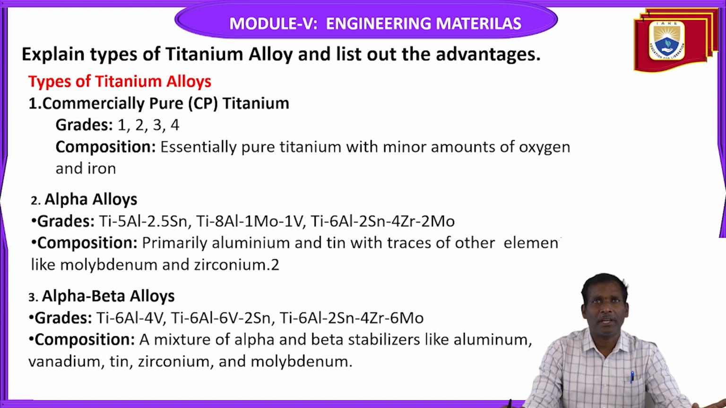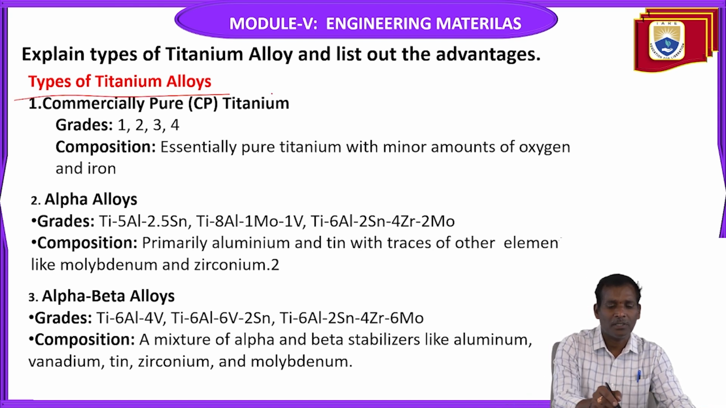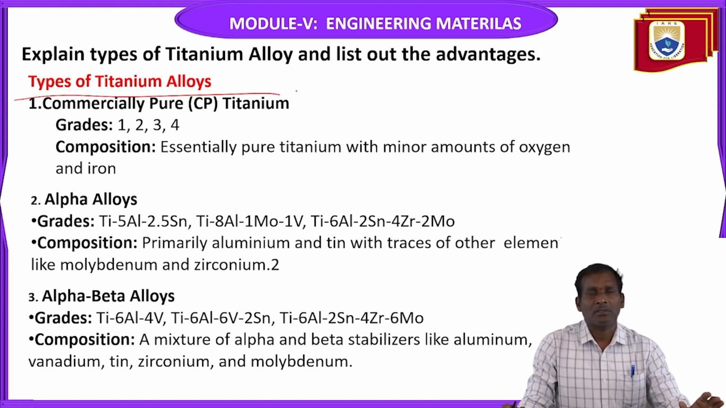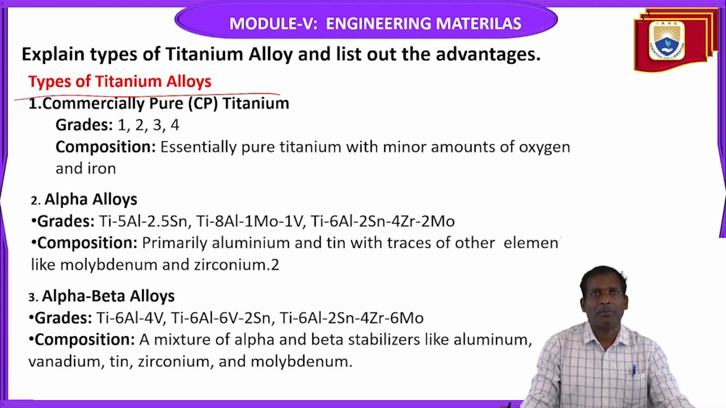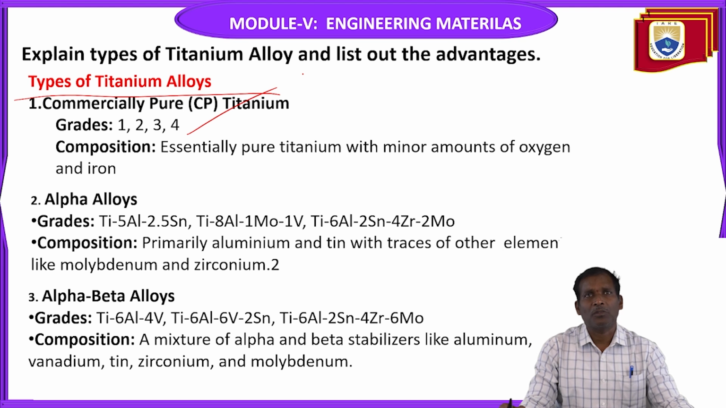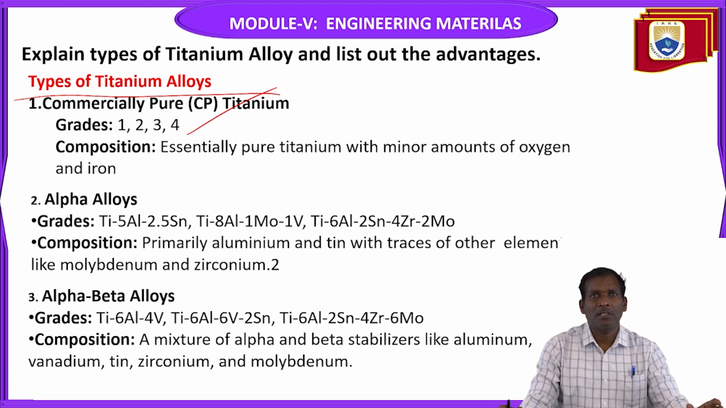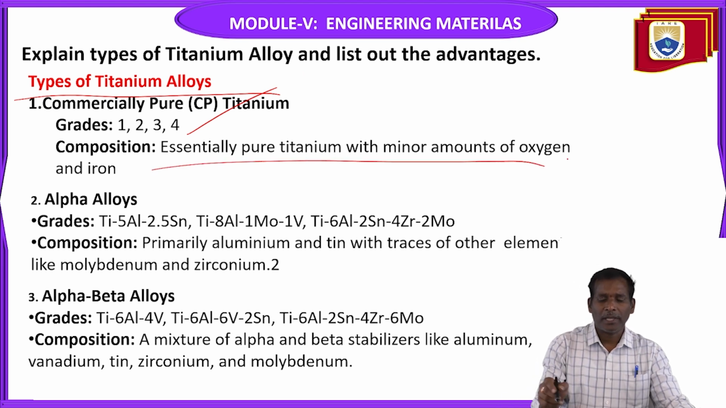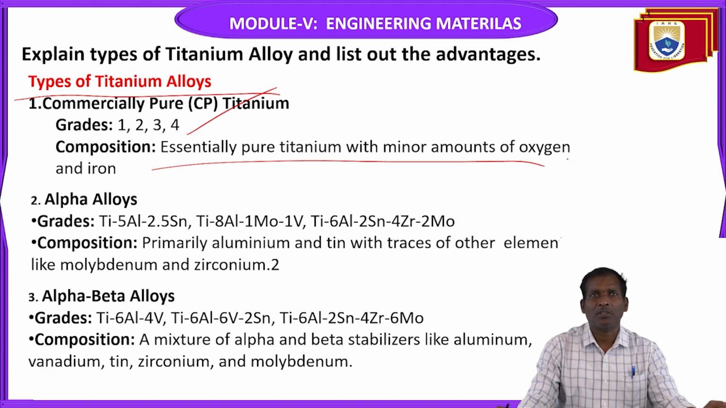So, types of titanium alloys. First, the commercially pure, that is CP titanium. Grades 1, 2, 3, 4 are available. The composition is essentially pure titanium with minor amounts of oxygen and iron.